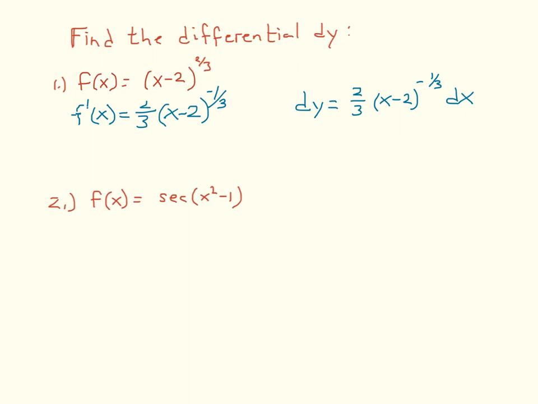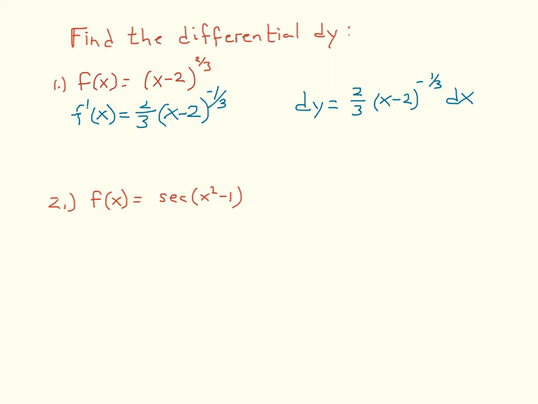Let's take a look right now at the very first one. In this case, f of x is x minus 2 to the 2/3 power. So the first thing I do is I take the derivative of f, and I get f prime of x by the power rule is going to be 2/3 times x minus 2 to the negative 1/3, and multiplying that by the derivative of the inside function, which is 1, doesn't change anything. And so I know my differential dy is equal to the derivative of f of x, which was 2/3 times x minus 2 to the negative 1/3 times dx.